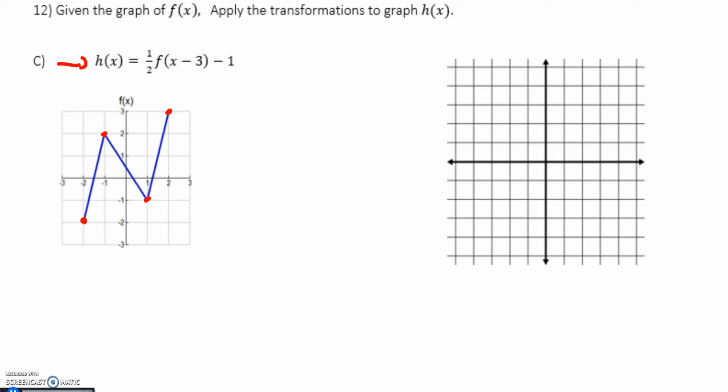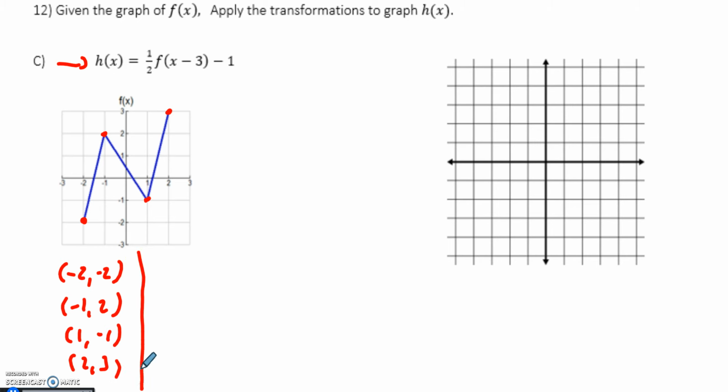So those points are, I'm going to write them down here, (-2, -2), (-1, 2), (1, -1), and then (2, 3). And so these represent my original points. And so if I look at my function, remember you have to use the order of operations, work inside out. So the first thing this function is going to do is we are going to go to the right 3 units. And then, after parentheses, we're going to do multiplication before subtraction.